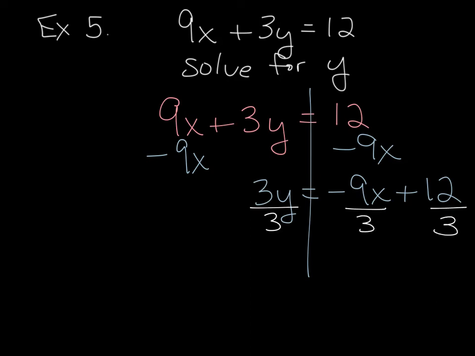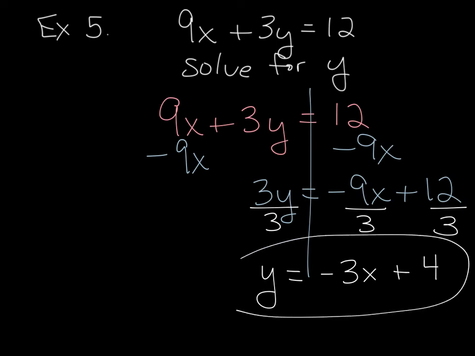That looks ugly, so I'm going to clean it up. Negative 9 divided by 3 is a negative 3x. 12 divided by 3 is a 4. There is my final equation in pretty form. I have now solved it for y. Good job.